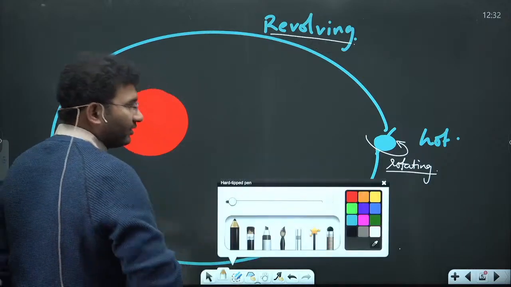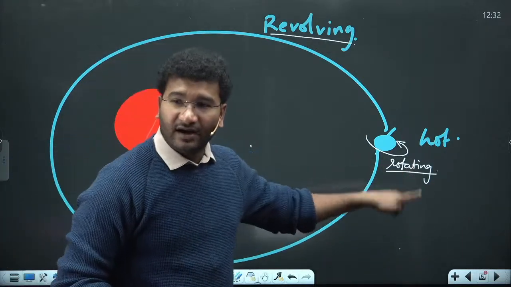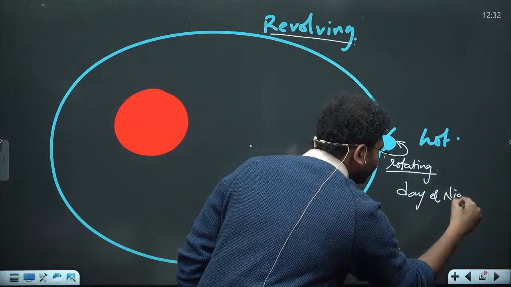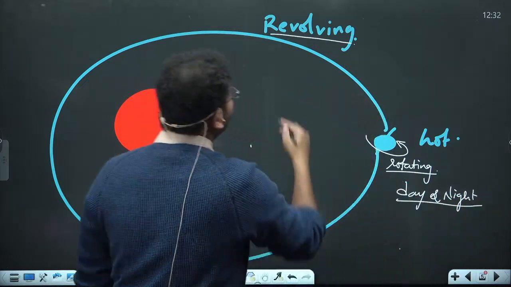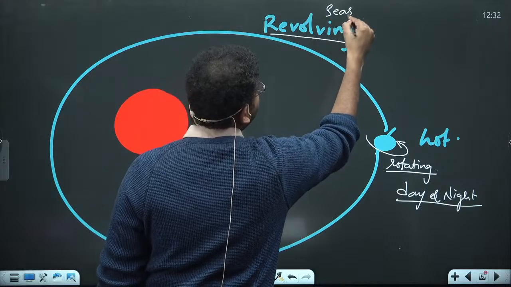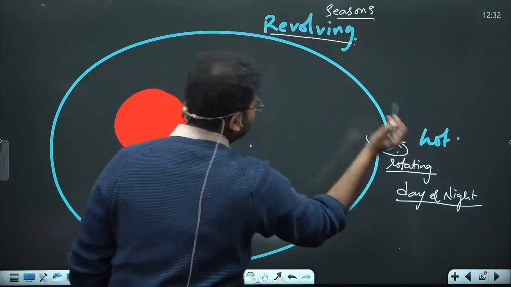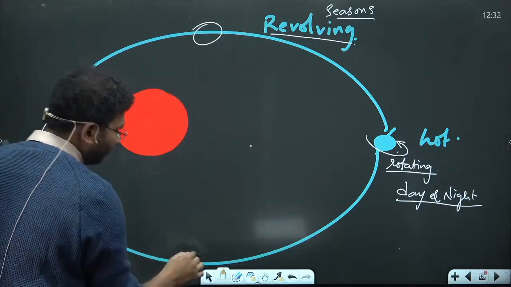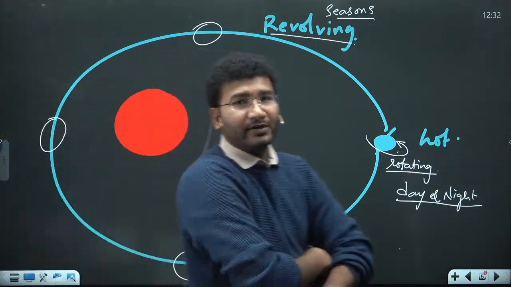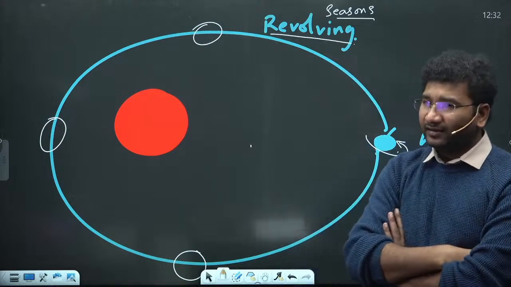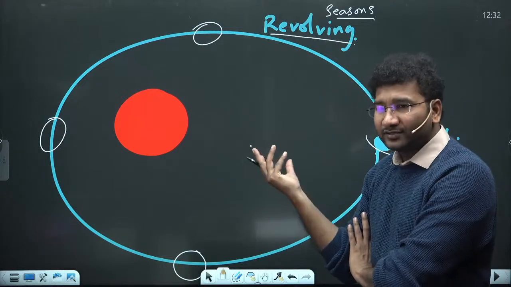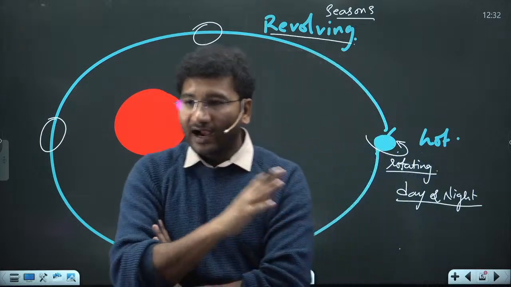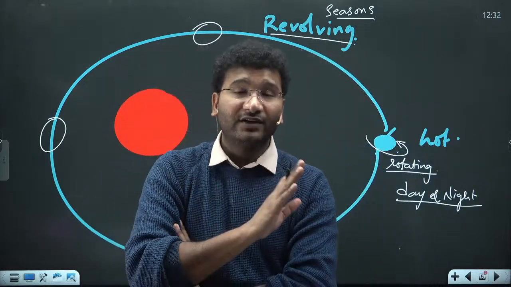Because of rotation you see day and night. Because of revolution you see seasons, because this is one position. After a few months the Earth can be here, after a few months the Earth can be here. I'll discuss this in a detailed manner in tomorrow's class, but you should know how the Earth got its own tilt. Why did the tilt of the Earth take place?